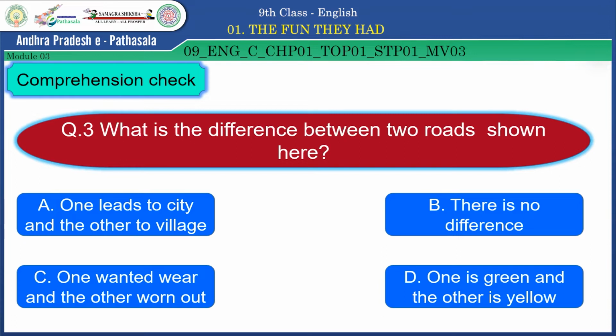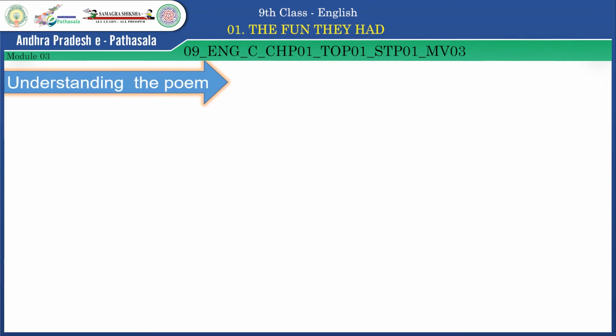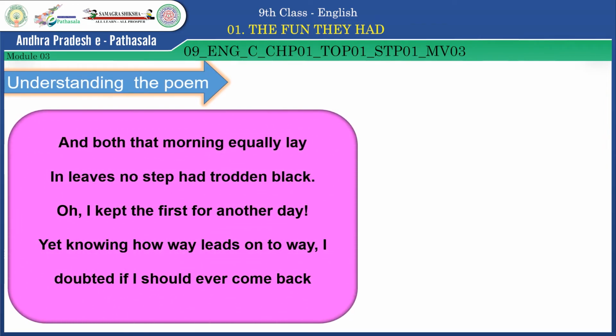Yes, the answer is C. One wanted wear and the other worn out. You are right. Hooray! Let's go to the next stanza. According to this stanza, the poet feels that both roads are equally good for traveling.